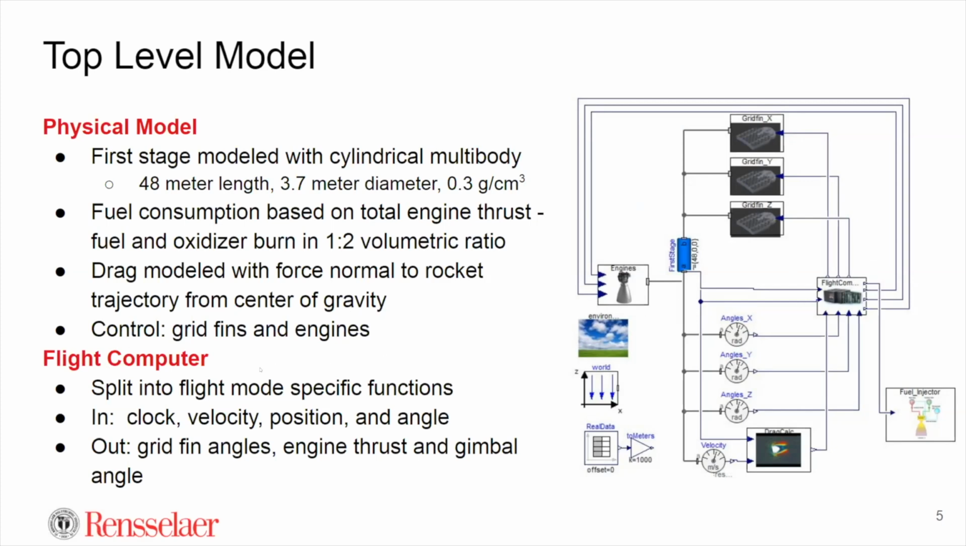And that is split into basically these different flight mode specific functions. So for example, I was talking about those entry burns and those landing burns. So you have a different function for each of those different aspects. And inputs, you have the flight computer clock and your inertial measurement unit, which is giving you basically velocity, position, acceleration, all that good stuff. Output, have grid fins, engine thrust, and the gimbal angle of the engines.